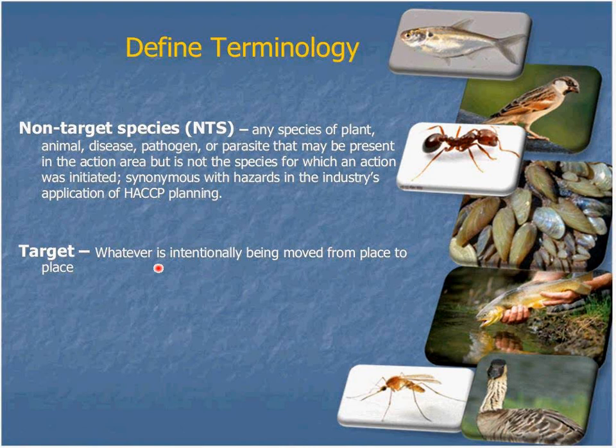I want to just reinforce for the third time the non-target species and target species. The target species are species that you don't want to move from one place to the next, and non-target would be whatever you wanted to move from one place to the next.